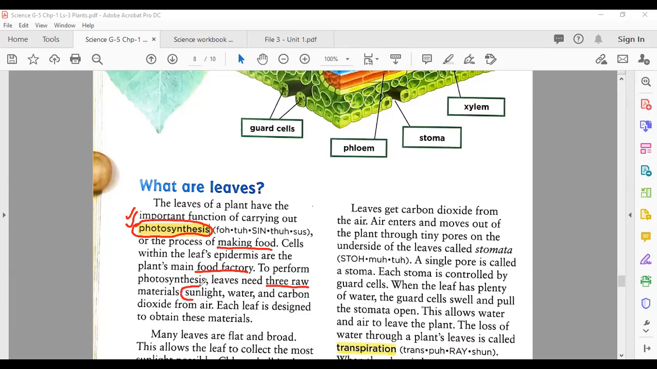Number 1, sunlight, that comes from the sun; water, that comes from the root; and carbon dioxide, that comes from the air. Each leaf is designed to obtain these materials. So you know very well, here this is the leaf, you can see this one. It is a special structure where food is made for the plant.